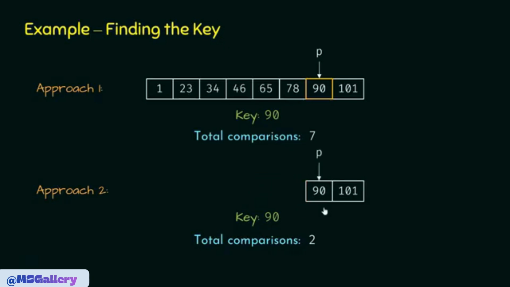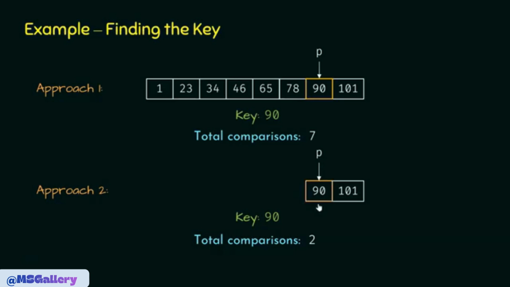Again, we will calculate the middle of the list by dividing the length of the list by 2. We will get 1, which means that the middle of the list is the first item. Now let's compare 90 by 90. Is 90 equal to 90? Yes. At this point, we found the key.